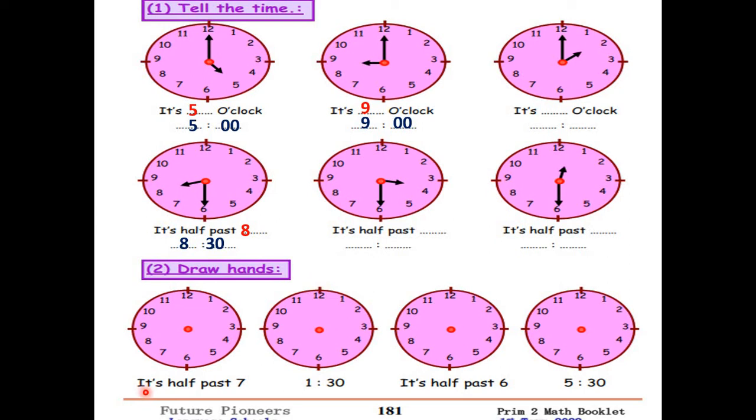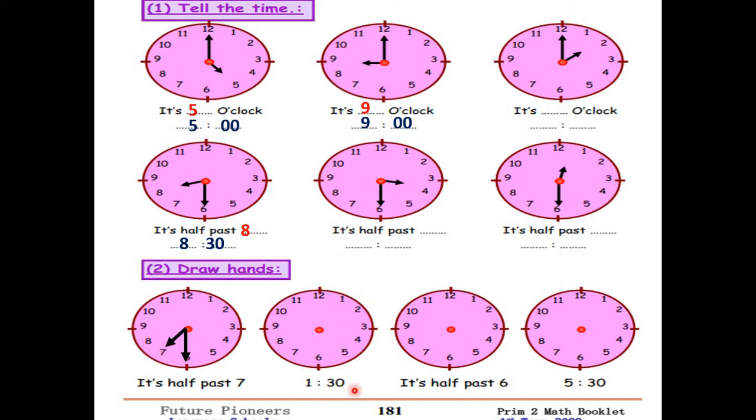Okay, here, draw the hands. Here it's half past 7. When I see the words half past, it means that the long hand points at 6. So this is the long hand. What about the short hand? It's half past 7, so it will be between the 7 and the 8.